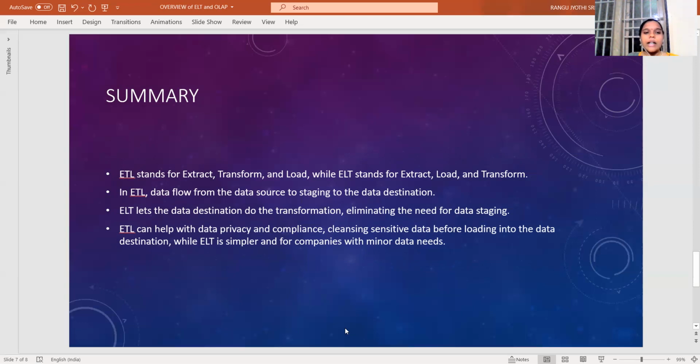In ETL, the data flows from the data source through staging to the data destination, whereas in ELT, the data destination is reached easily. ELT lets the data destination do the transformation, eliminating the need for data staging. ETL can help with data privacy and compliance, cleaning sensitive data before loading to the data destination, while ELT is simpler and suited for comparisons with minor data needs.